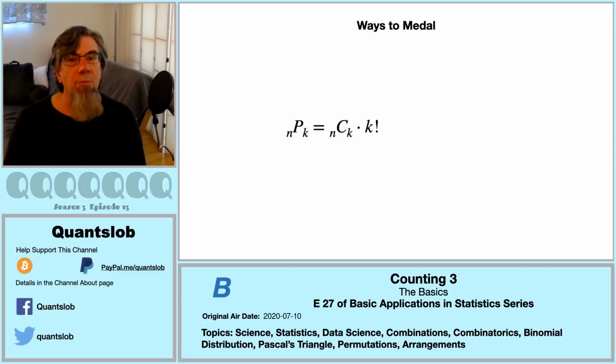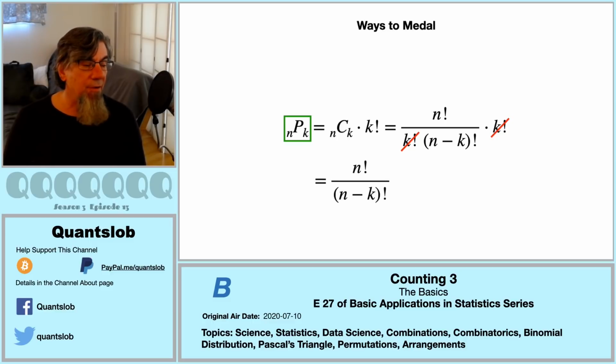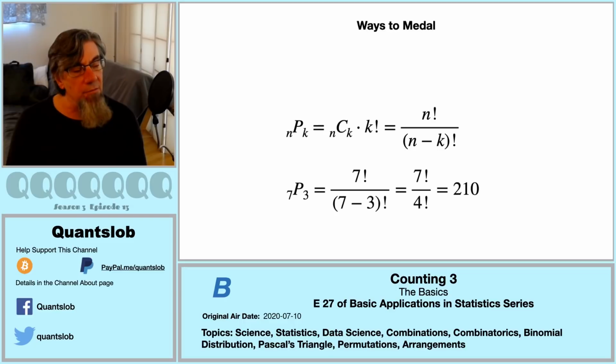Common notation representing our permutation is quite similar to that of a combination, except we replace the capital C for combination with a capital P for permutation. For our actual function, we simply multiply our combination function by k factorial. And this actually simplifies the mathematical representation here. 7 permute 3 is 7 factorial divided by the factorial of the quantity 7 minus 3, 210. There are 210 ways in which 7 finalists can medal.